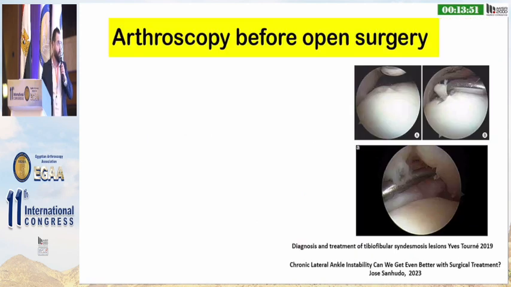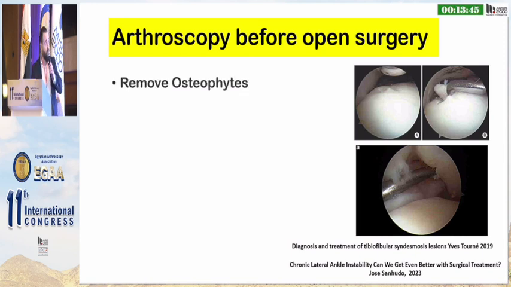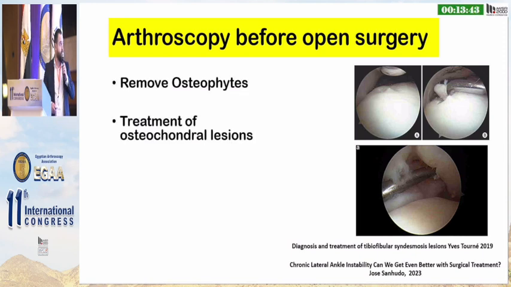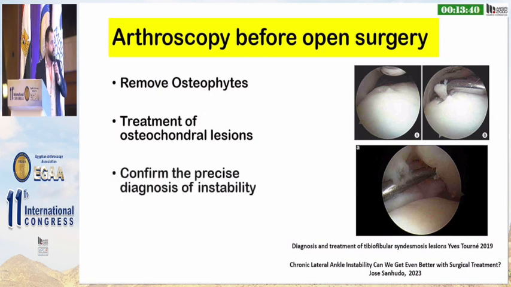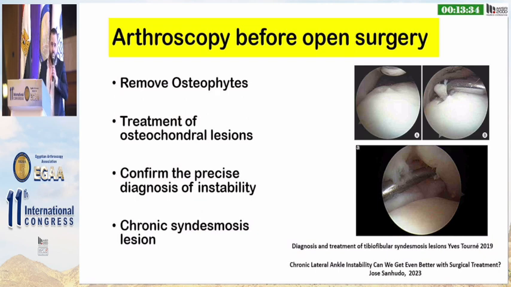But why am I talking about open techniques? Because even in open techniques, we can use arthroscopy before the open surgery to remove osteophytes, treat osteochondral lesions, confirm the precise diagnosis of instability, and, a very important thing in my opinion, exclude an occult chronic syndesmosis lesion. This can change the treatment. If we do an open repair and we don't exclude this lesion, we can have a recurrence and bad results. So I always do an arthroscopy, even when I go for an open surgery.